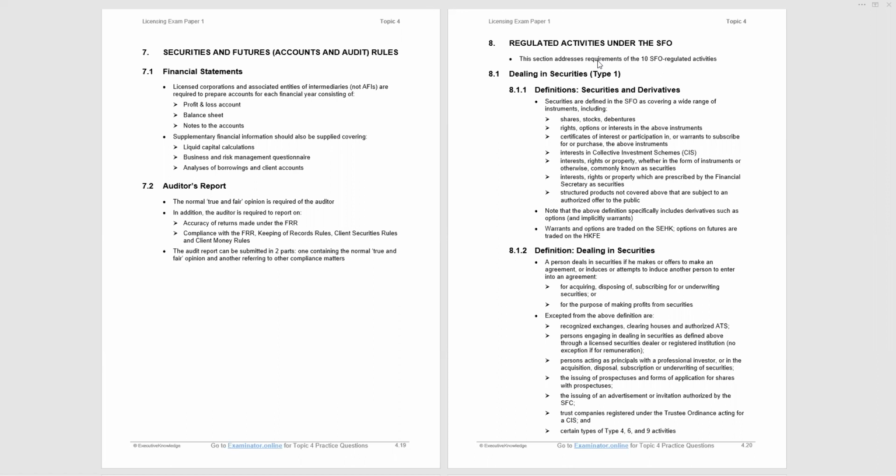Will this come up in the exam? Well, all 10 will not, no, but some will. This is material that does appear in the exam. So we start with activity 1, dealing in securities.